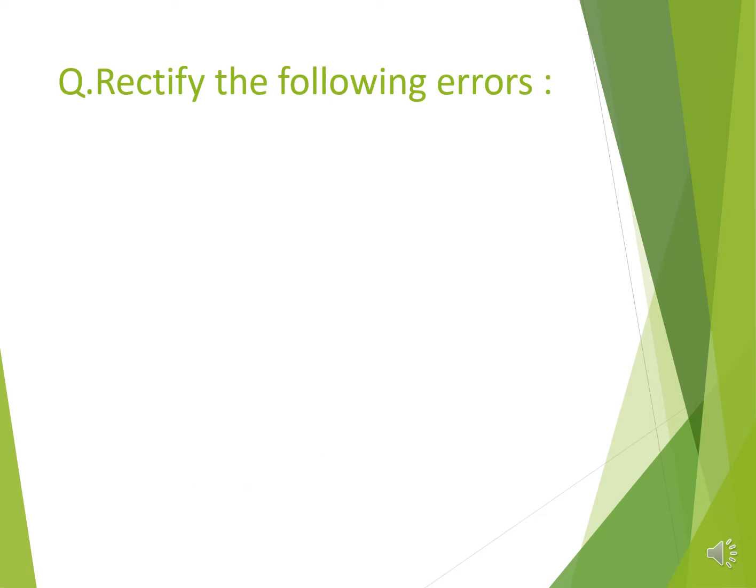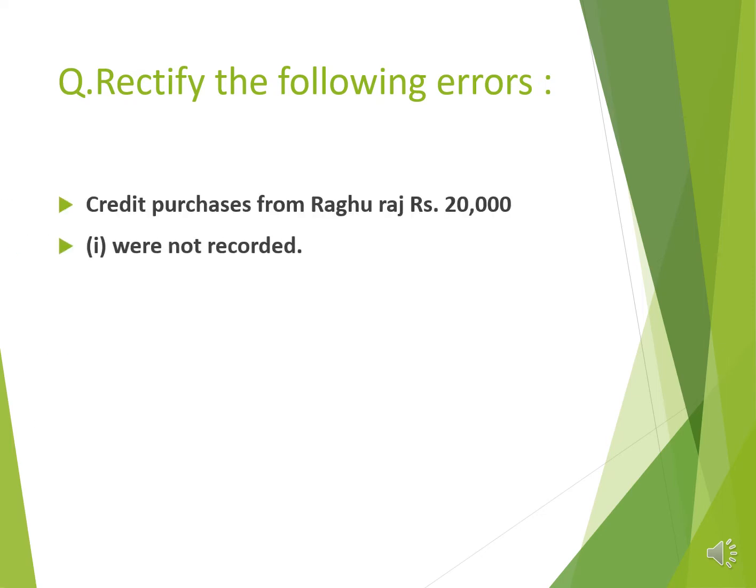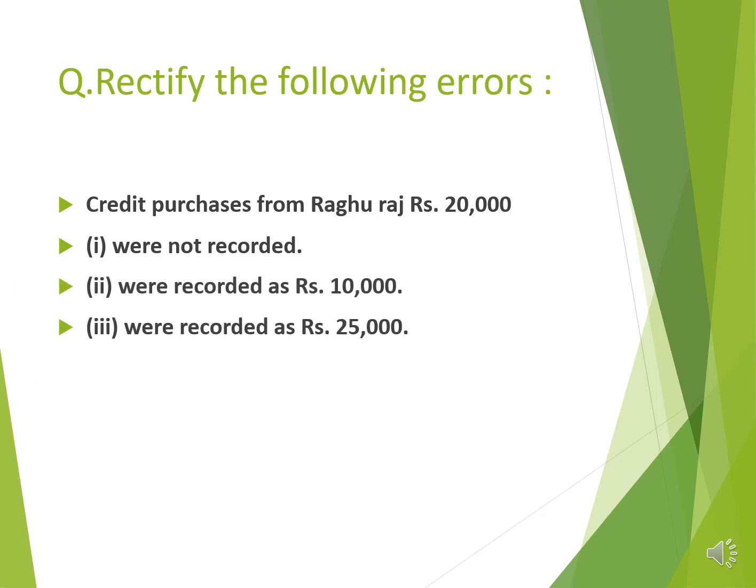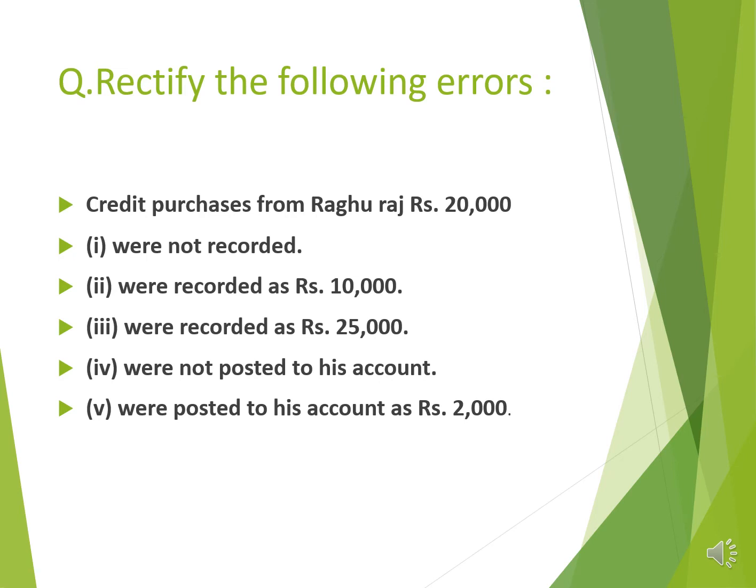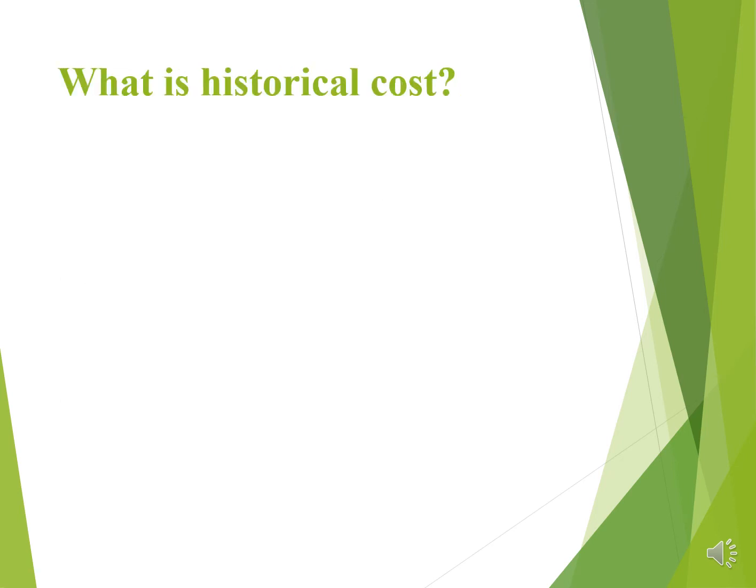the test question. It is very important to see how much we have understood the general rule and the golden rules of accounting. So those rules here we will apply. Here is a question: credit purchase from Raghuraj rupees 20,000. If it is not recorded; if it is recorded 20,000; if it was recorded 25,000; if it were not posted to the account; and the last one, we posted to account 2,000.